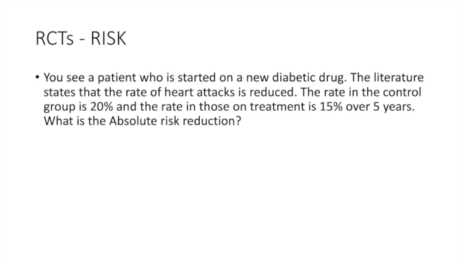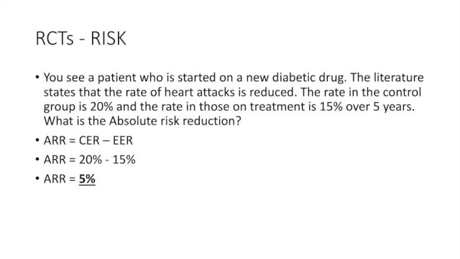Okay, so in this example, you see a patient who's starting on a new diabetic drug. The literature states that the rate of heart attacks is reduced. Huzzah! The rate in the control group is 20%, and the rate in those in treatment is 15% over 5 years. What is the absolute risk reduction? So absolute risk reduction is control minus EER. So that's 20% minus 15%, which equals 5%. Nice and simple.